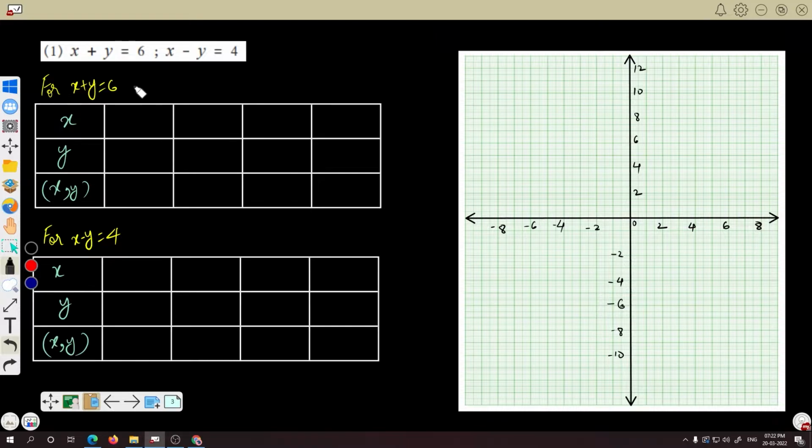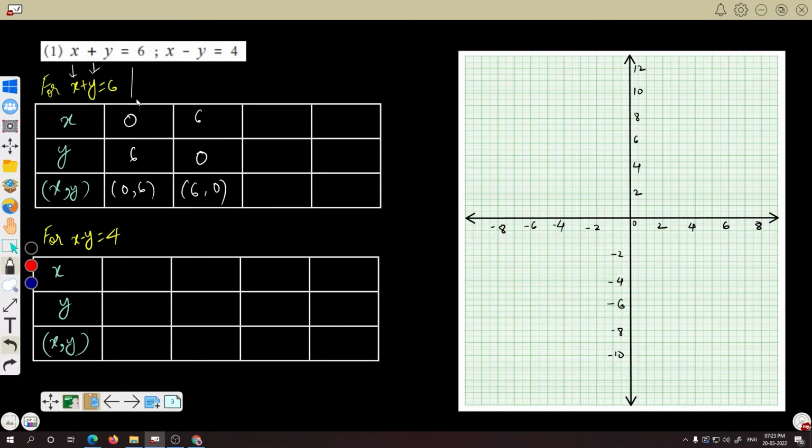So we'll go with the first equation, that is x plus y is equal to 6. In this, I will take the value of x as 0. If I put x as 0 in this equation, I don't have to solve this actually. If I put x as 0, y will be 6. So the coordinates are 0 comma 6. Now if I take y as 0, then x will be 6. So now the coordinates are 6 comma 0.